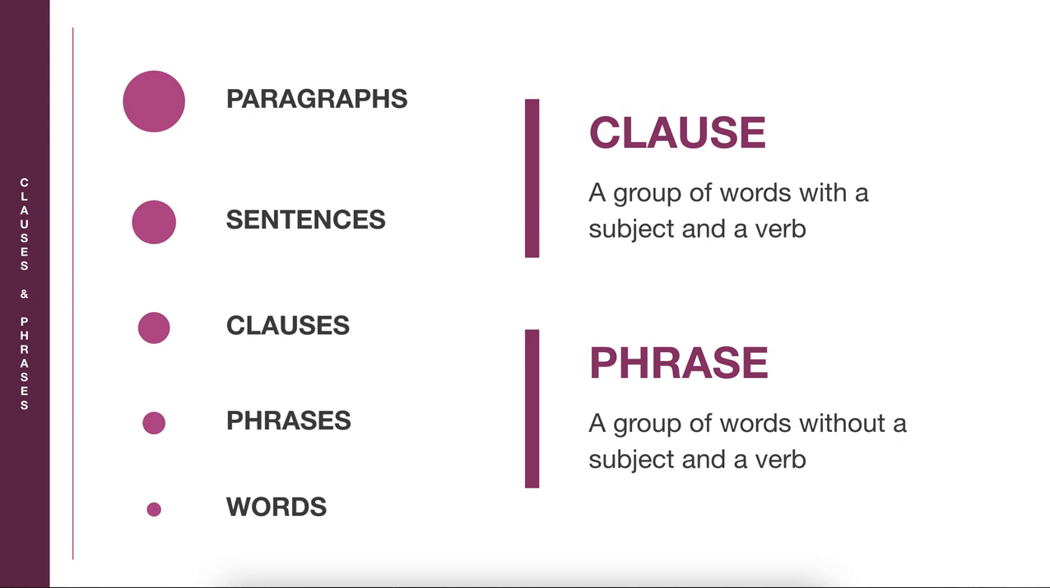Now, the next level up is once we've added in a subject and a verb, so an action that's taking place and someone or something doing that action, then we have a clause. The only difference between a clause and a phrase is that there's a subject and verb inside of a clause and there isn't inside of a phrase. Above clauses, you'll see that we have sentences. So we use clauses to create sentences.